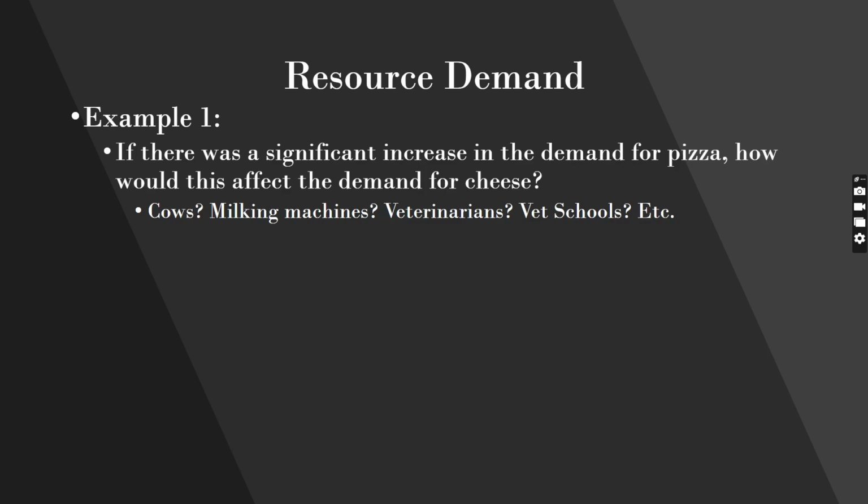Now, if we think about other factor markets and other impacts of this increase in demand, it could impact the market for cows. It could impact the market for milking machines. It could impact the market for veterinarians and vet schools, right? It could impact the market for lots of things related to cheese production, okay? And so that's a great example of resource demand, how the change in the demand for a product, a finished good like pizza, a consumer good, will affect the resource markets of lots of other things.